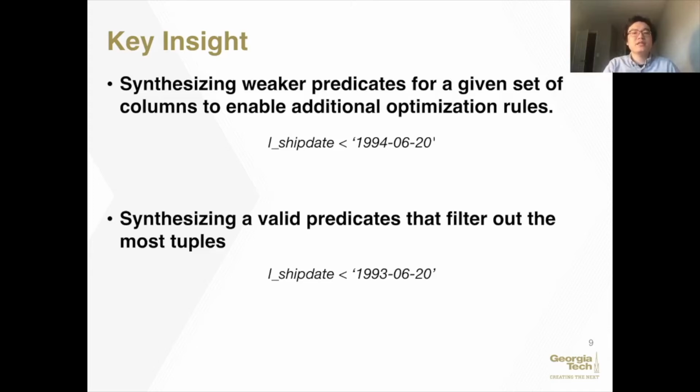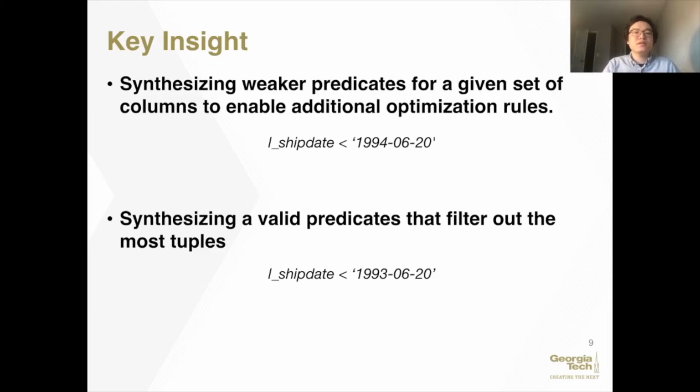The first key insight is that by synthesizing weaker predicates for a given set of columns, we can possibly enable additional optimization rules that were previously inapplicable. One example is that ship date is less than 1994 June 20th, because this predicate only uses columns from the lineitem table and it can be pushed down to the lineitem table.